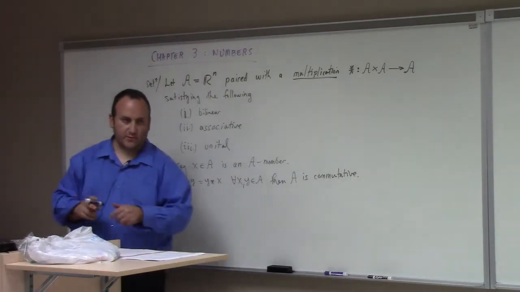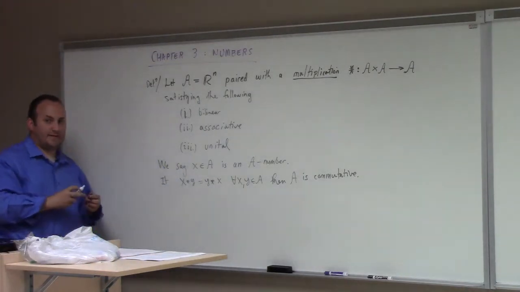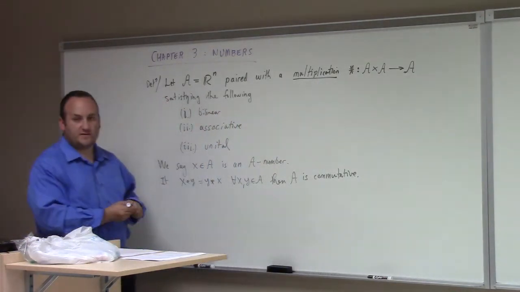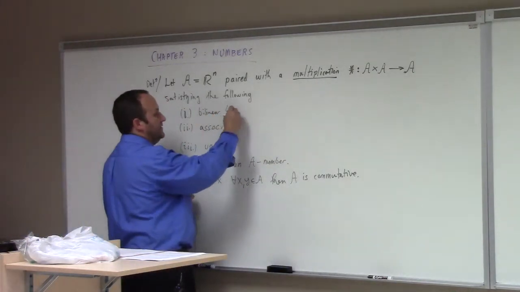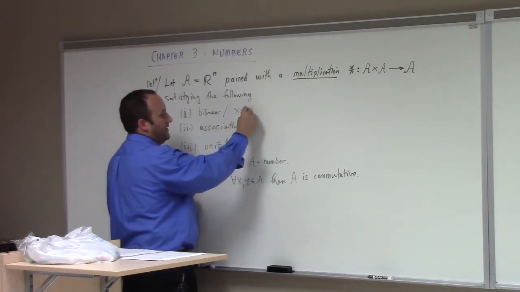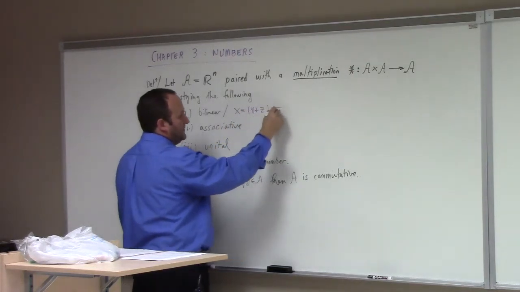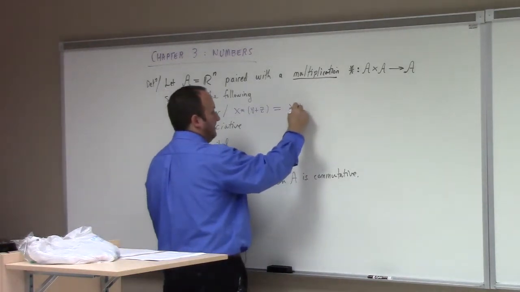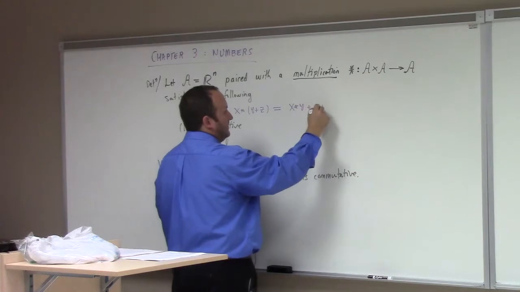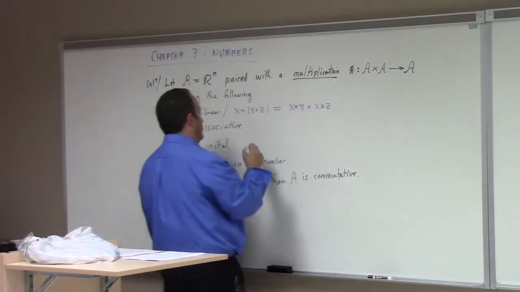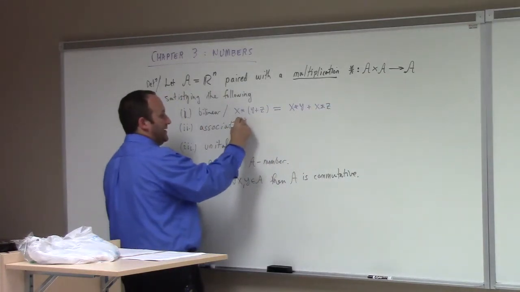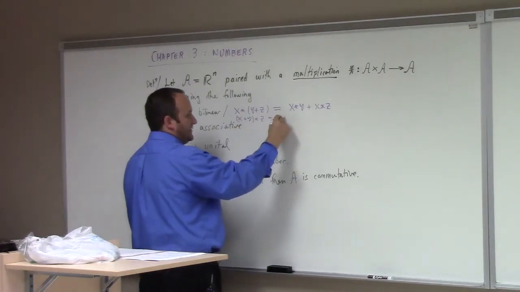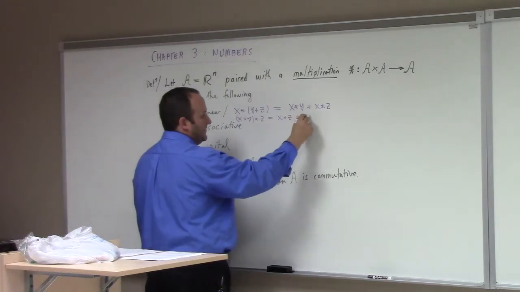Now, I just use words. Let me write down what I mean by bilinear. I mean that this multiplication satisfies those usual rules we're used to. Like x times (y plus z), you know what it is. It should be x times y plus x times z. And also, if we did (x plus y) times z, we get x times z plus y times z.